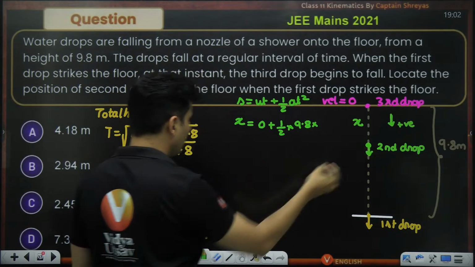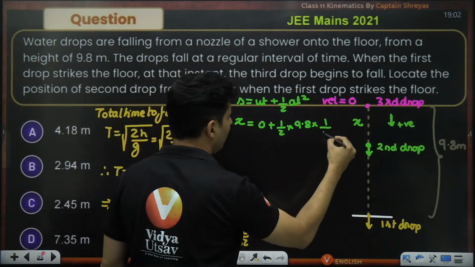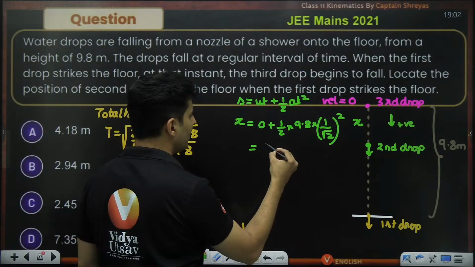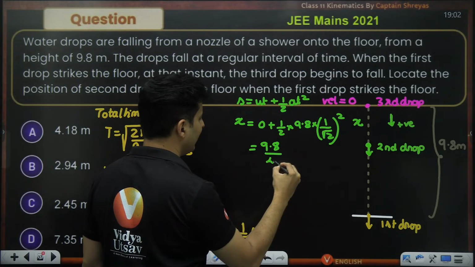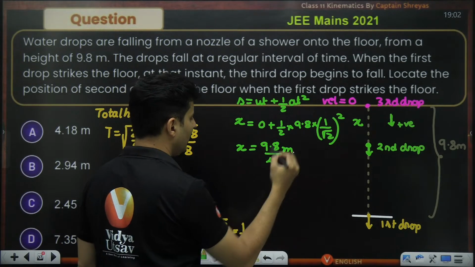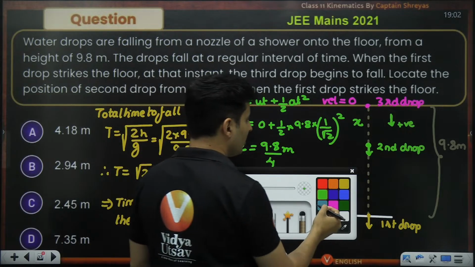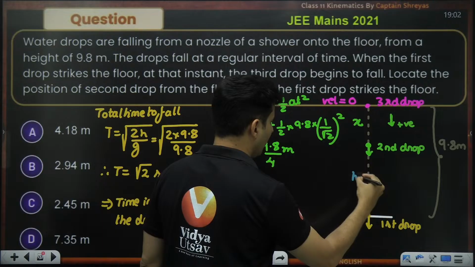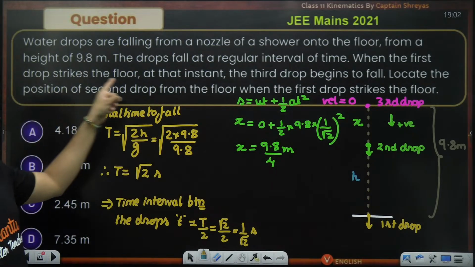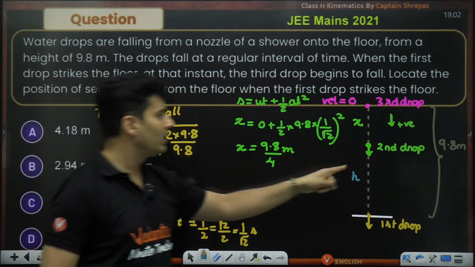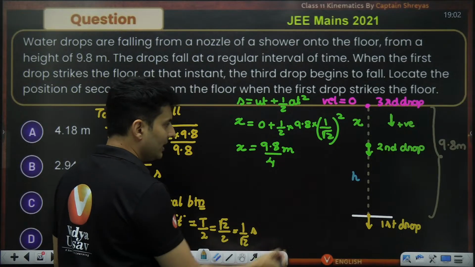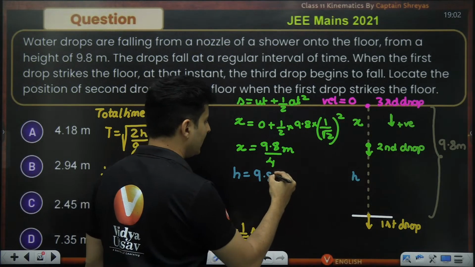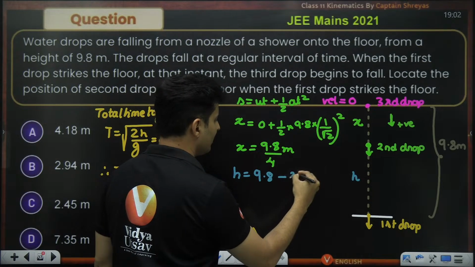Displacement is x, u is 0, plus half into acceleration, which is 9.8. Time from here to here is 1 by root 2, whole square. So this will be 1 by 2 basically. So it will become 9.8 divided by 4. x is 9.8 divided by 4, but that is not the question. The question is only something else. The question is how much high is this drop from the ground? So find the position of the second drop from the floor. So that height will be the total height, which is 9.8, minus this height, which is basically x.